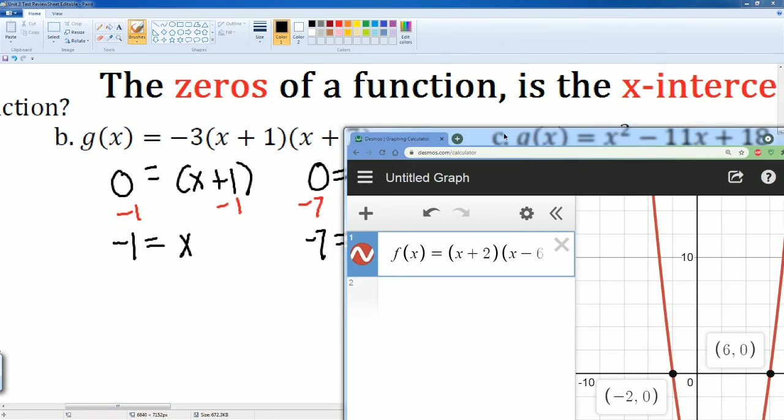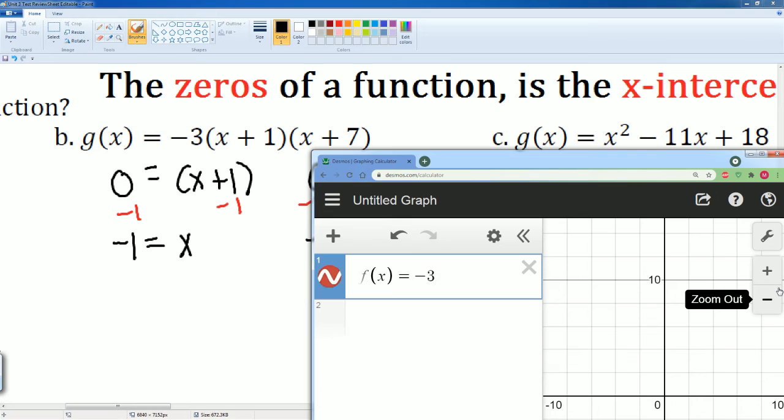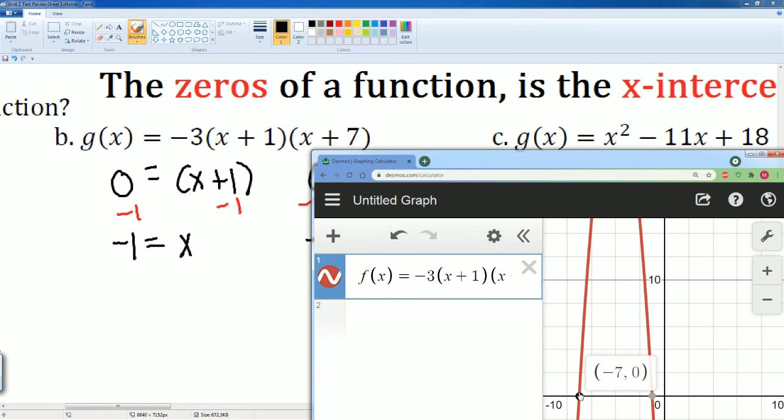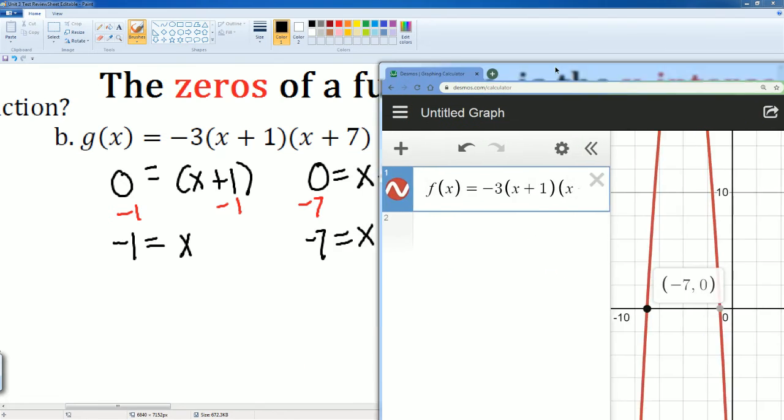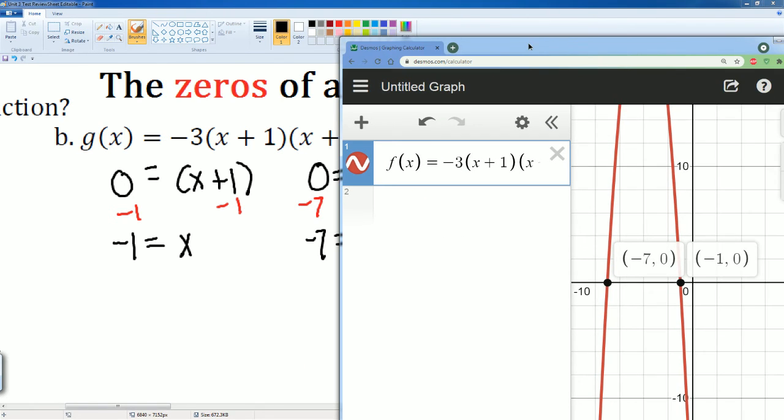Now let's graph it. This one is negative 3 times (x plus 1), then (x plus 7). Notice the first one is at negative 7 and the second one is at negative 1. Exactly.